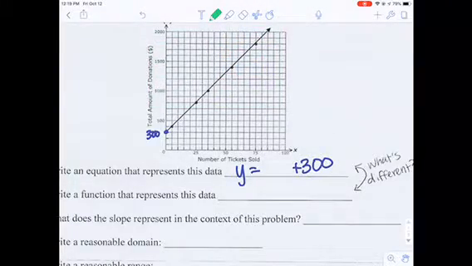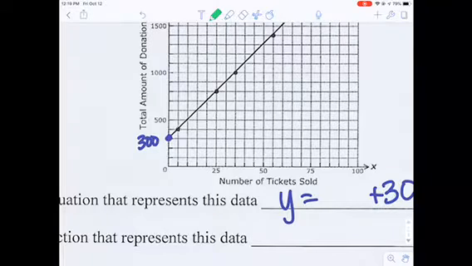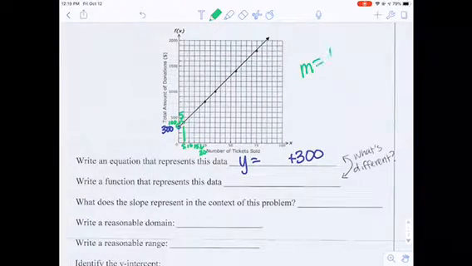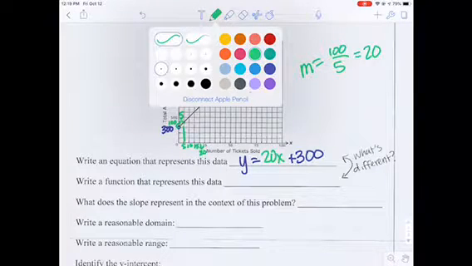And then for my slope, I'm going to go from point to point. As I go up from 300 to 400, I go up 100. And then as I go over, these look like they're going by tens. Yeah, this is a 20. So 5, 10, 15, 20, 25. So these lines are skipping by 5s every time. From 0 to 5 is 5. So my slope is going to be 100 over 5, which would simplify to 20. So my slope would be 20x.